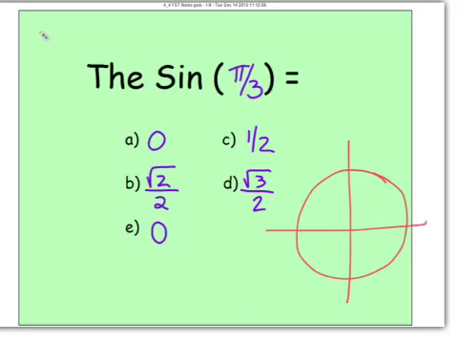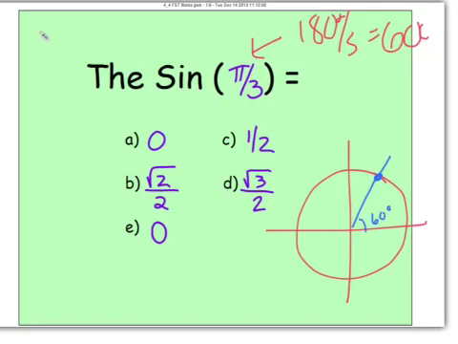Pi over 3, if it helps you, remember pi is 180 degrees, so we are talking about a 60-degree angle. A 60-degree angle sits approximately right here. Folks, here is the trick that I use. If this is 60 degrees, I think about how I would move it. I have to do my X movement and then my Y movement. I can clearly tell in this picture the up movement is a larger move. It's a bigger number.